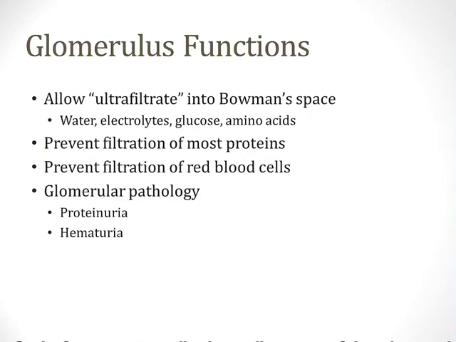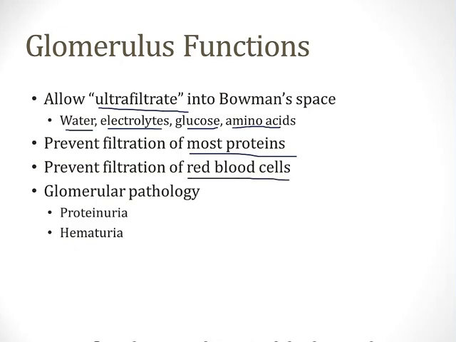To talk about diseases of the glomerulus, we need to talk about what the glomerulus is supposed to do under normal conditions. So the glomerulus's job is to allow ultrafiltrate into Bowman space. So what is ultrafiltrate? That's water, electrolytes, glucose, and amino acids, all the things that the kidney wants to allow into the nephron so that they can then control how much it absorbs or excretes. Importantly, though, the glomerulus wants to prevent the filtration of most proteins and prevent the filtration of red blood cells.